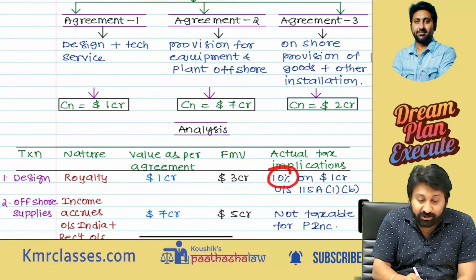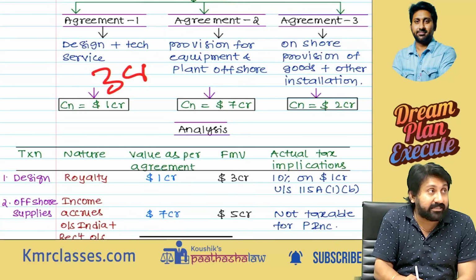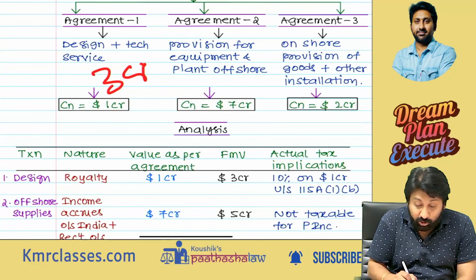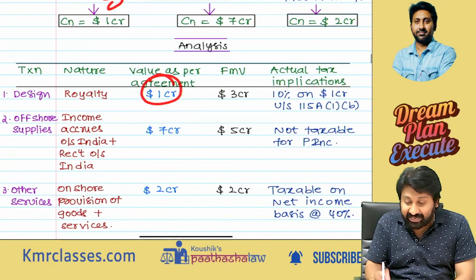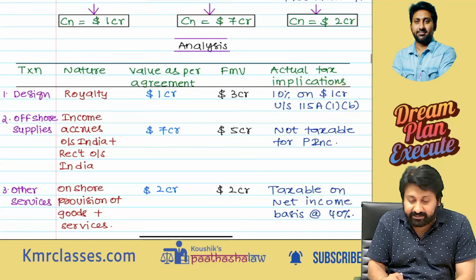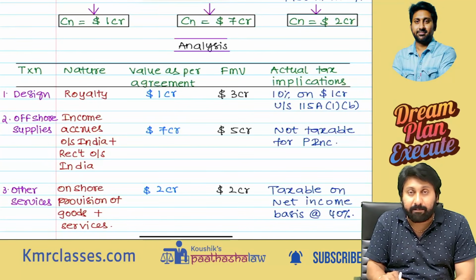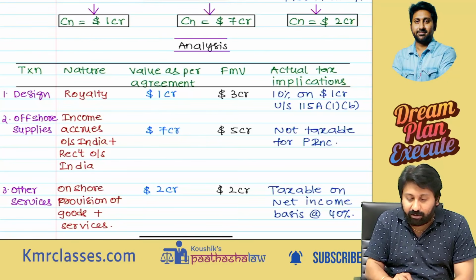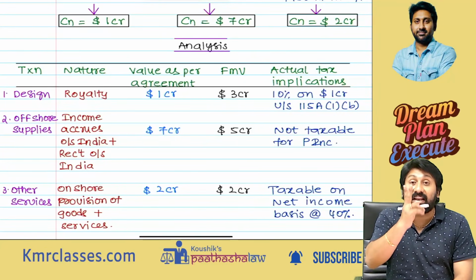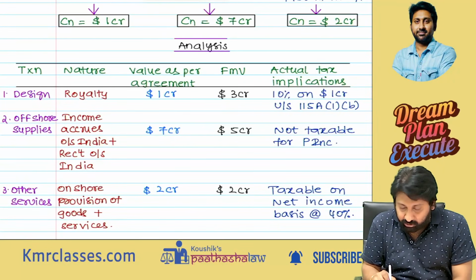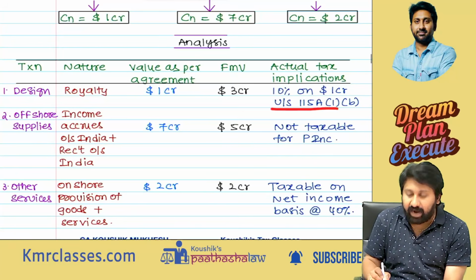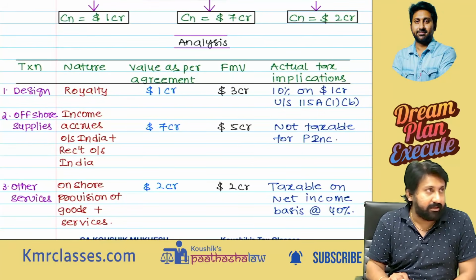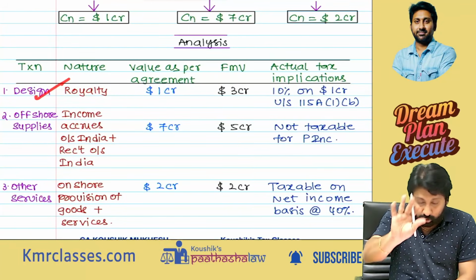10%. Actually, for a similar design, people charge 3 crore. But you have shown it only as 1 crore to avoid the tax liability in India. Because 10% on 3 crore will come to 30 lakh, but 10% on 1 crore will come to 10 lakh only. So there is a 20 lakh tax avoidance. So 10% on 1 crore under section 115A clause 1B. See, this is the point. They have shown it this way.